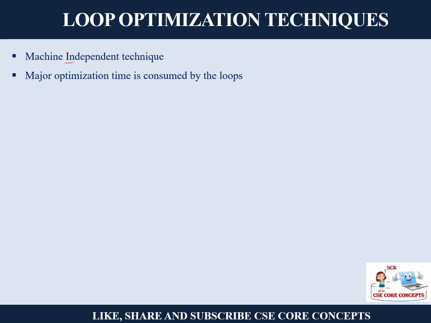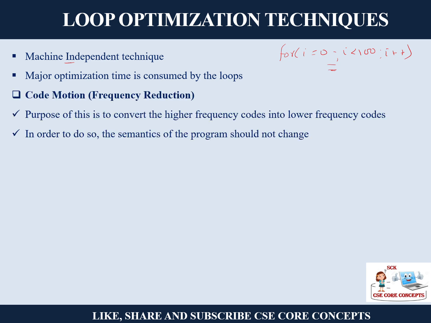Now, why do we need to perform loop optimization? Because if you write a program, you may realize that the major time is consumed by the loops. Let's say I am writing a loop: for i equals 0, i less than 100, i plus plus. How many times will this loop work? 100 times, right? So if I am writing some code here which does not have any effect, unnecessarily that code will work 100 times. So we need to optimize our loops.